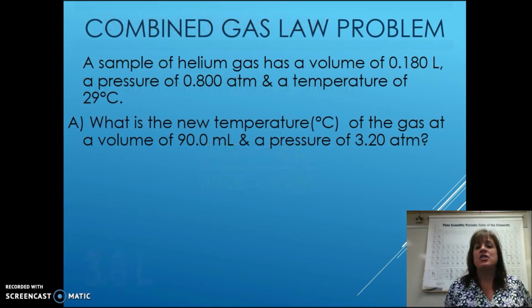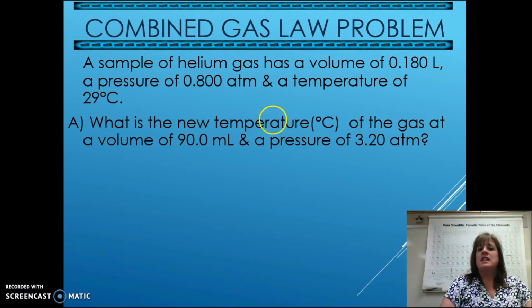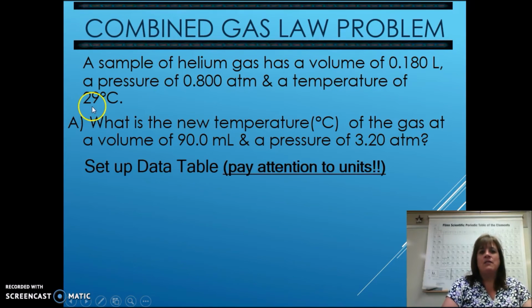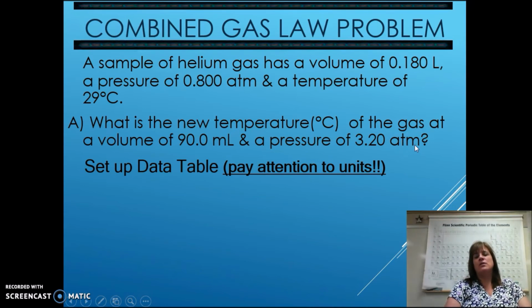All right, we're going to try 2 combined gas law problems. So our initial conditions in this is we have a volume of 0.18 liters, a pressure of 0.8 atmospheres, and a temperature of 29 degrees Celsius. I want to know what the new temperature is at 90 milliliters and a pressure of 3.2 atmospheres.